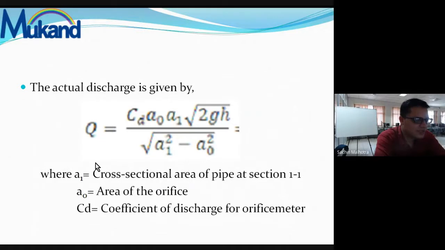Now the discharge measurement by orifice meter is given by the equation Q = Cd × A1 × A0 × √(2gh) / √(A1² − A0²). Here Cd is the coefficient of discharge for the orifice meter, A1 is the cross-sectional area of the pipe at section 1, and A0 is the area of the orifice.